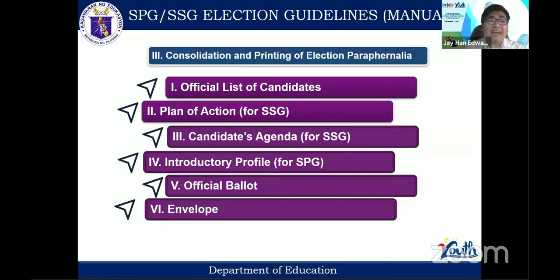And then, ang karamihan sa nilalaman po ng EAP ay ang lalamanin din ng election paraphernalia. Pero ito yung consolidation of accomplished components po ng EAP. The election paraphernalia is composed of the following. Official list of candidates, plan of action for SSG, candidates agenda for SSG, introductory profile for SPG, official ballot, and envelope. Once again po, yung pong lalamanin ng election paraphernalia ay manggagaling doon sa election application packet na sinubmit ni learner. Ang gagawin po ni COMELEC ay i-compile ito at ibibigay po ulit kay learners bilang part ng election paraphernalia.